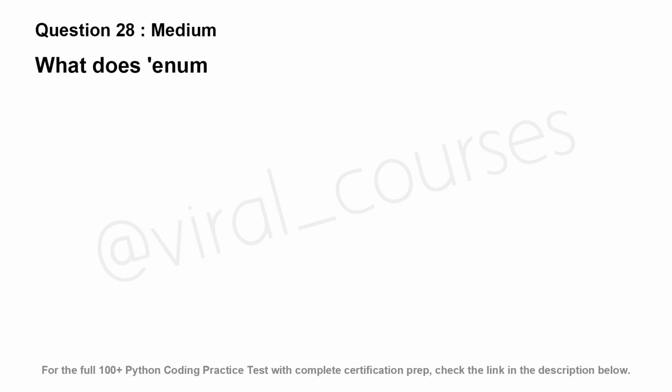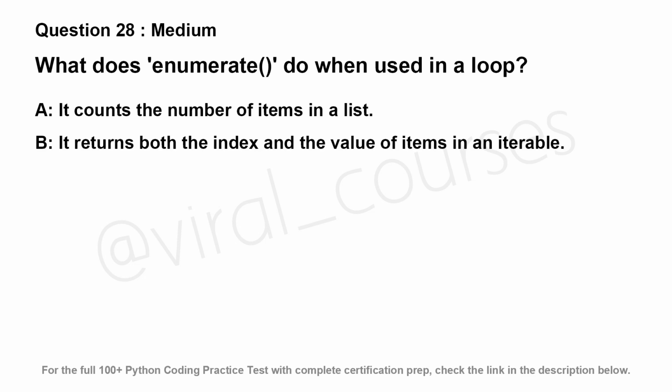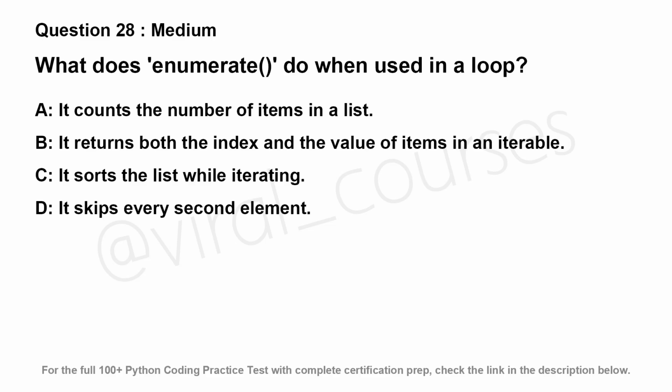What does enumerate do when used in a loop? Option A, it counts the number of items in a list. Option B, it returns both the index and the value of items in an iterable. Option C, it sorts the list while iterating. Option D, it skips every second element.